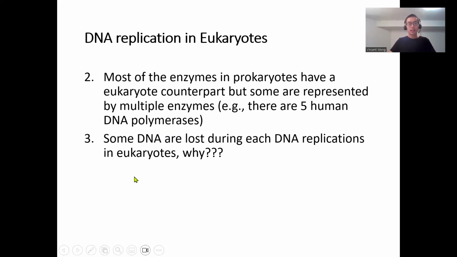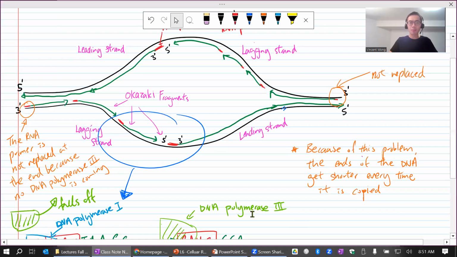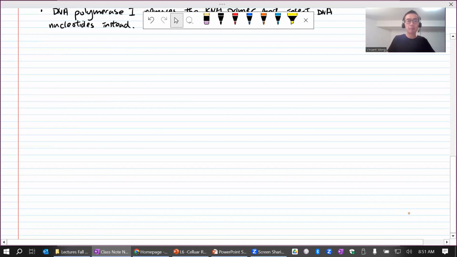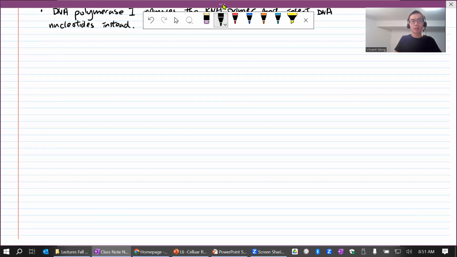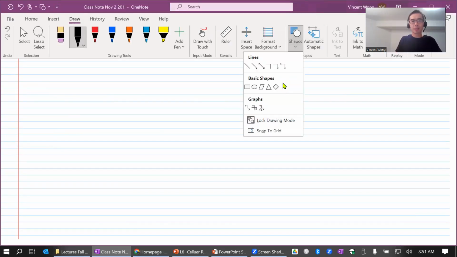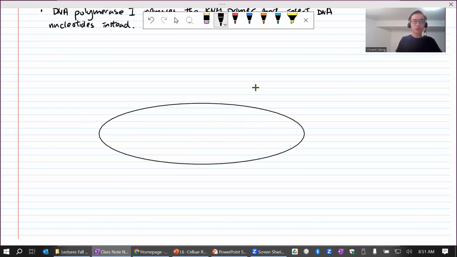That's all. And then number three, I told you some DNA is lost in each DNA replication in eukaryotes, right? I already told you at the end, because there's no DNA polymerase 3 coming from upstream, you're going to be losing a little bit of DNA every time. Now, that is not a problem for prokaryotes so much, because prokaryotes, like bacteria, actually have circular DNA, right?